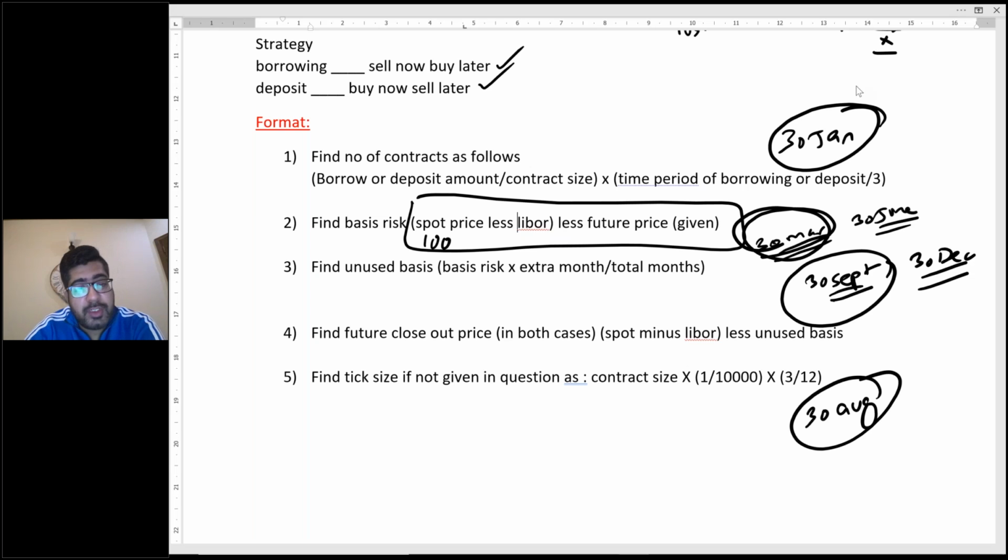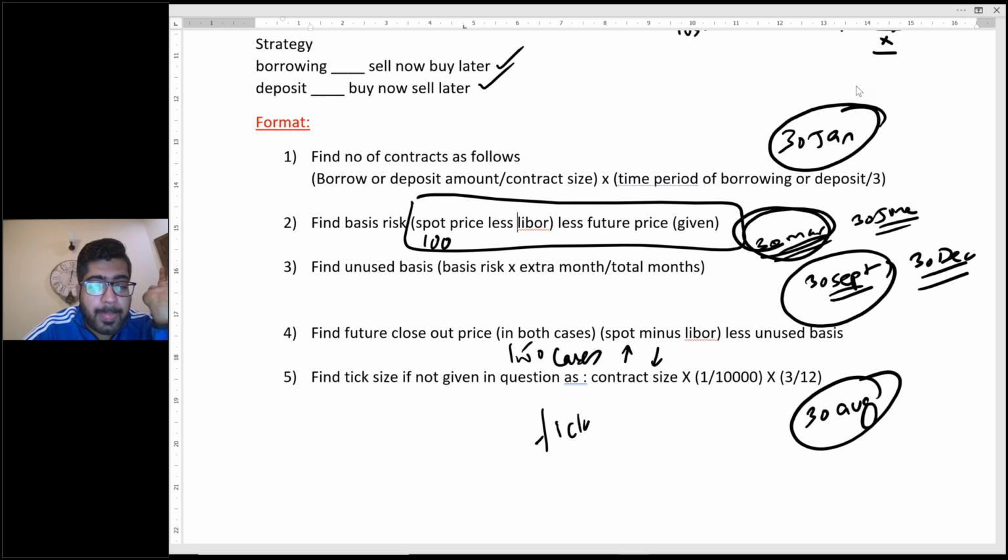Then you need to find in step 4 the future closeout price in both cases. There will be 2 cases in the exam: interest rates are increasing, interest rates are decreasing. So you need to find future closeout price in both cases. It's spot minus LIBOR less unused basis. And then in step 5, you find the tick size if not given. It's contract size into 1 over 10,000 into 3 over 2.